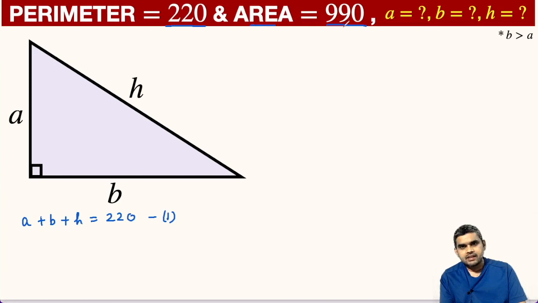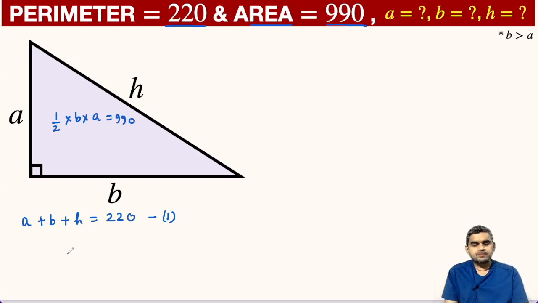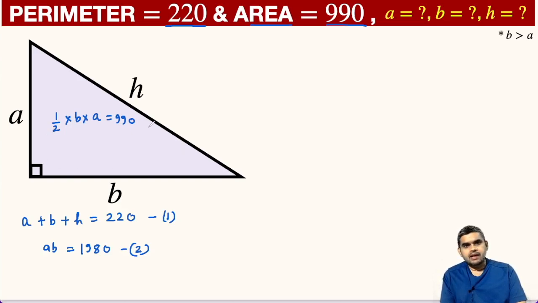The area is given as 990. So from here we will get half times B times A is equal to 990, or we can write AB is equal to 990 multiplied with 2. So this will be 1980. This is the second equation. Also, because it is a right triangle, another equation will come into picture, that is using Pythagorean theorem. That will be a square plus b square equals h square.